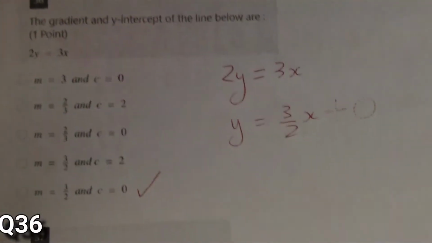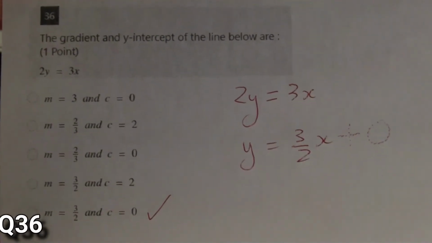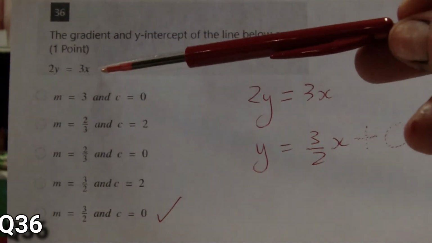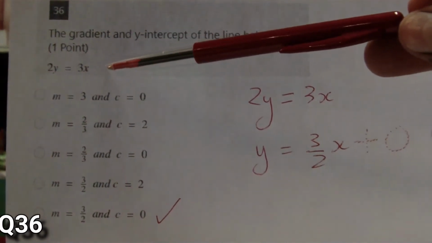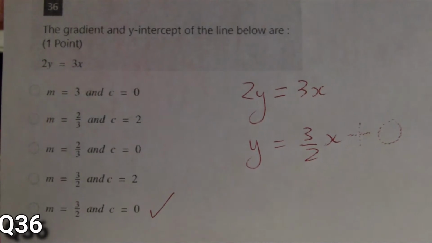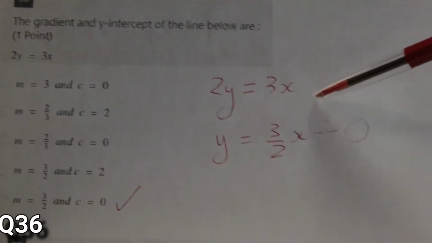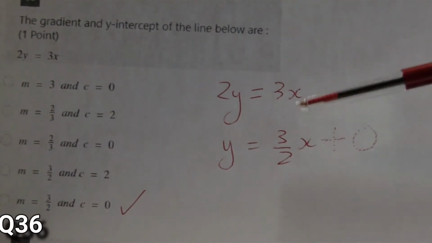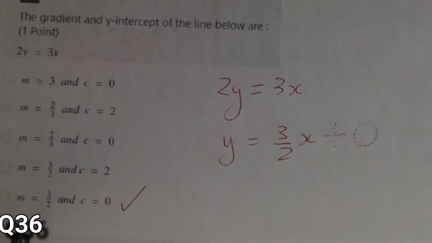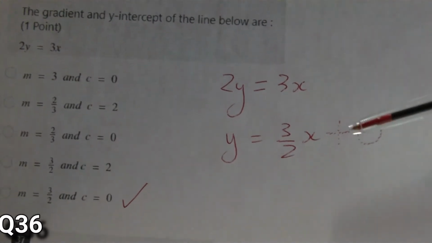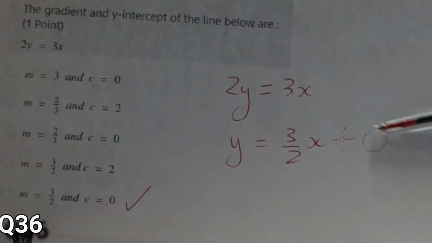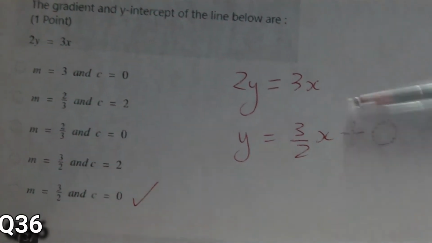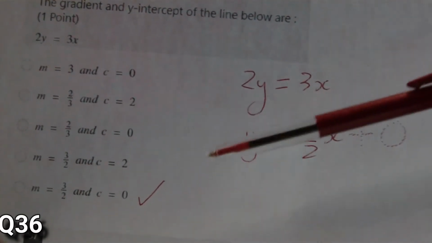Number 36. Again, they want the gradient and y-intercept. A weird equation here, but no problem. It's got no constant. So I get into standard form. There it is. Divide both by 2. So you end up with y is equal to 3 over 2 x. If there's no constant, what does it actually mean? It means plus 0, hey? So the y-intercept is 0, and the gradient is 3 over 2. So there's the answer down there.